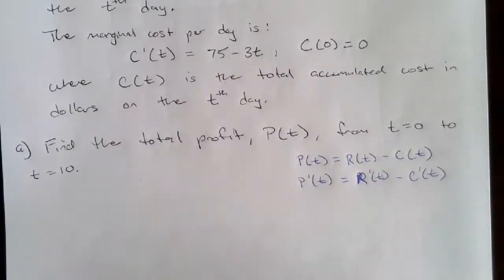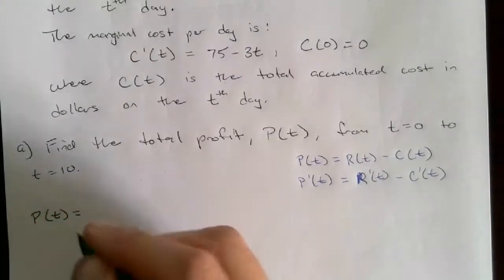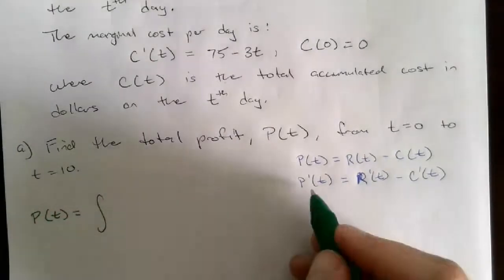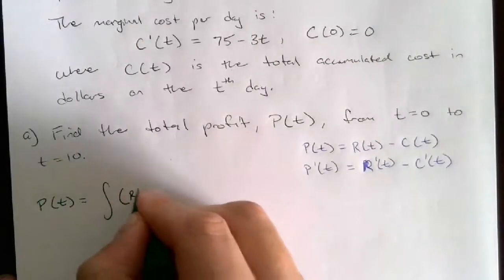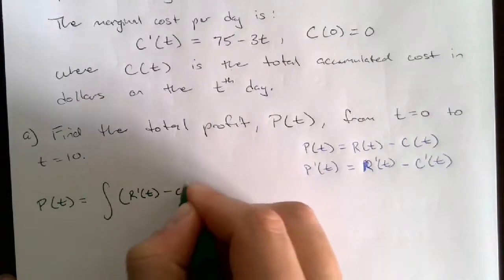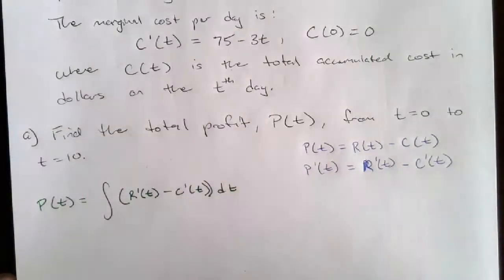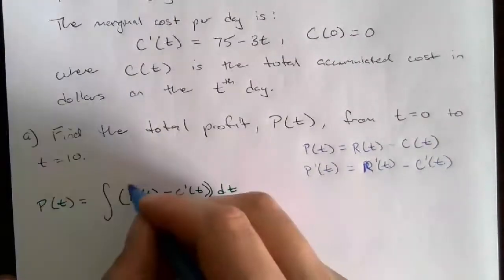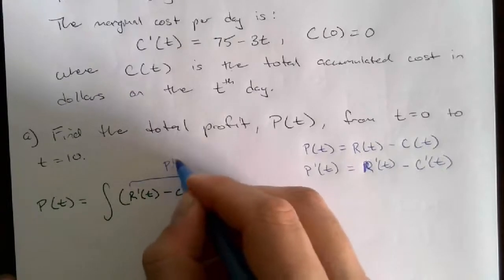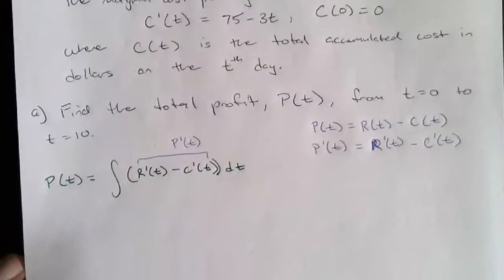So what we're really going to do is start off by saying, okay, how do I get P of t? Well, that's going to be the integral of P prime of t. Well, what's P prime of t? It's this. So it's the integral of R prime of t minus C prime of t dt. Again, remember why this is true: it's because this piece in here is P prime of t, right? If you take the antiderivative of the derivative, you get the original function, P of t.